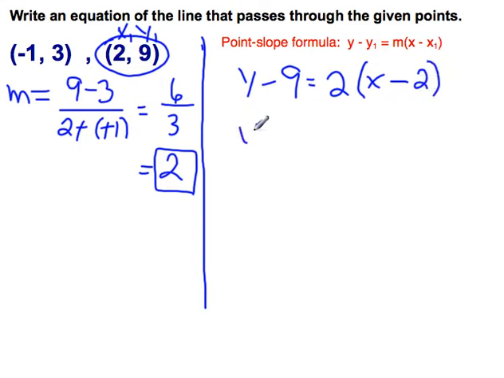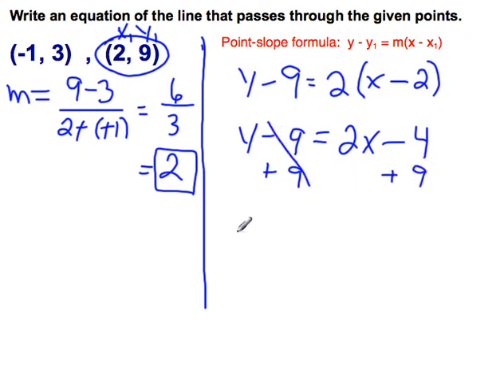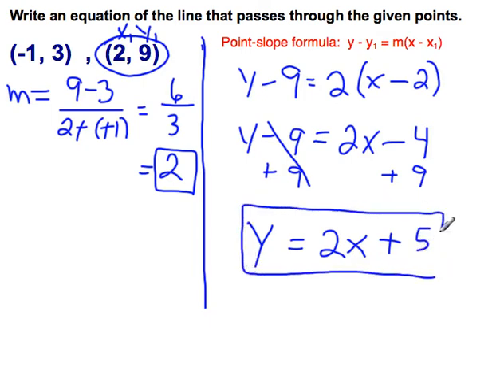So now to solve this, we go y minus 9 equals, distribute, you're going to have 2x. 2 times negative 2 is minus 4. And then I have to add 9 to both sides. So these are going to cancel out. That leaves me with y equals 2x, and that becomes plus 5. So now I've written an equation given 2 points.